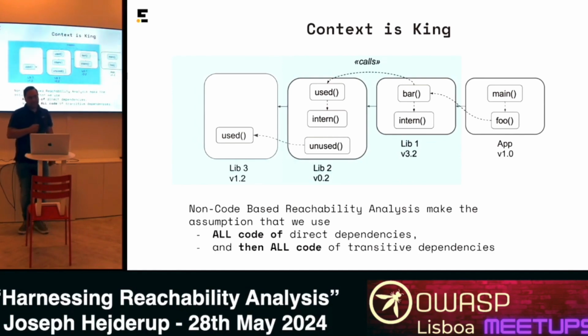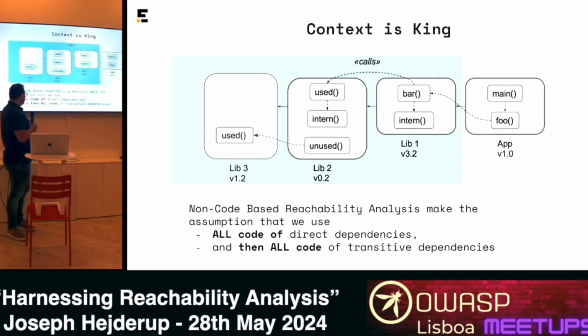And this highlights that context is king, because by introducing how we're using code, we're now providing context to how we're using dependencies. With the other perspective, we don't have any context. We're not bothering about how projects use their dependencies. With non-code-based reachability analysis, whenever we run this analysis, we assume that all code of the direct dependencies is used, and that the whole code of the transitive dependencies is used. So that's a very important thing to note when thinking about non-code-based dependency checkers or tooling in general.